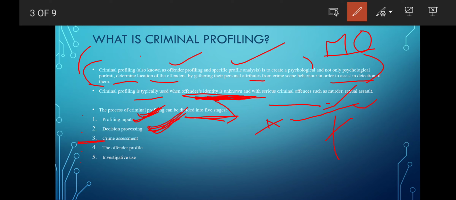Then we do the crime assessment, how that particular person has been involved in the crime, or how he has done it. Then the offender's profile is created, and then it is used for investigation. Based on the data that has been gathered, they create a particular profile of how this person might look. If some witnesses have seen him only from the back side, you can decide what type of hair he has, or if he is wearing anything particular like certain sneakers.